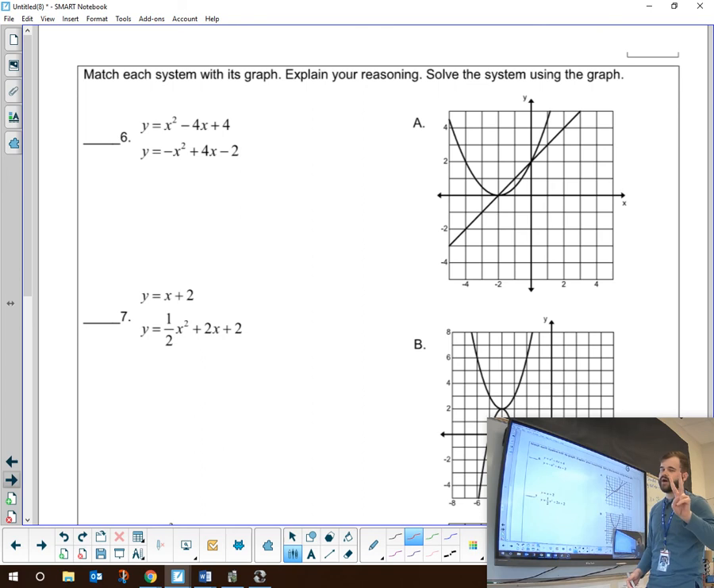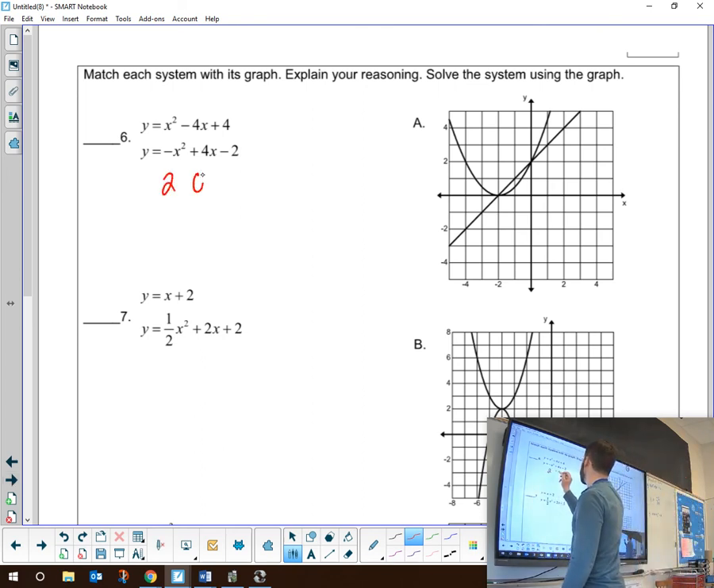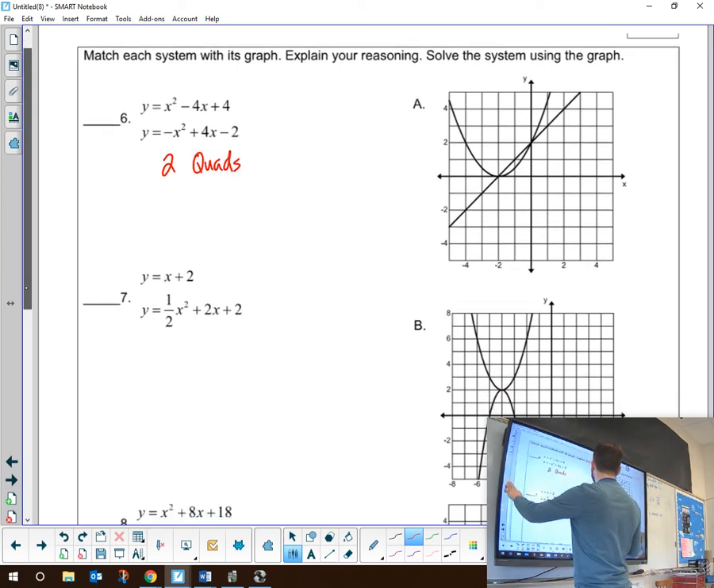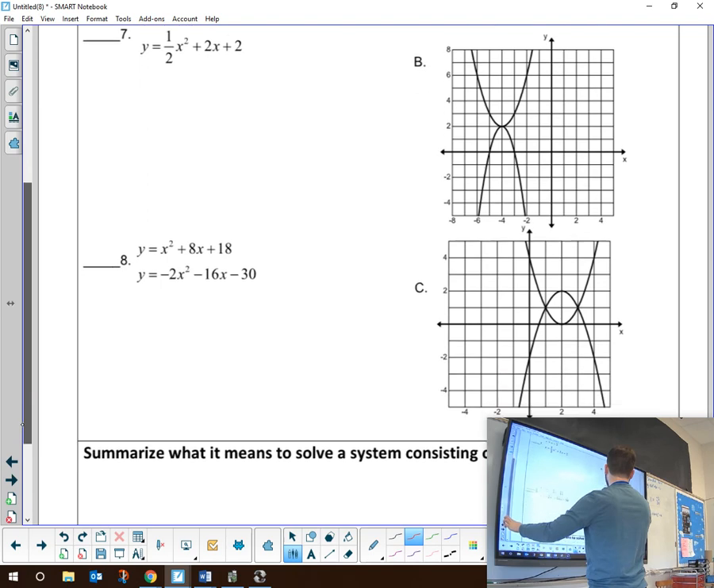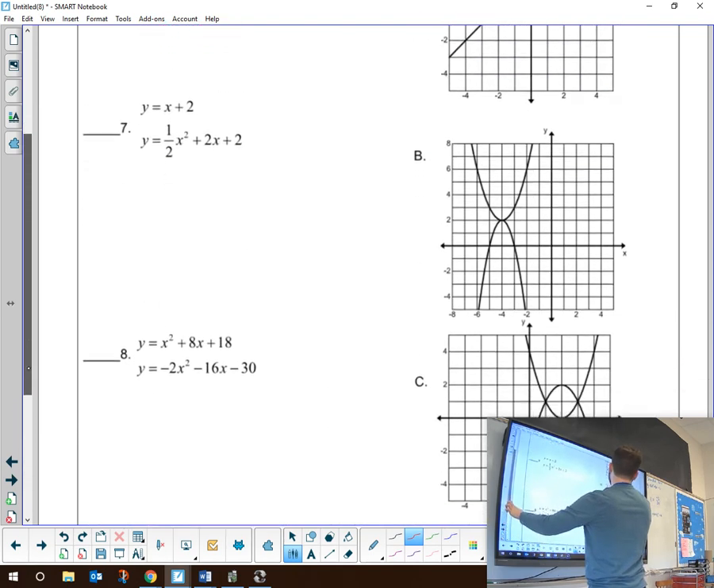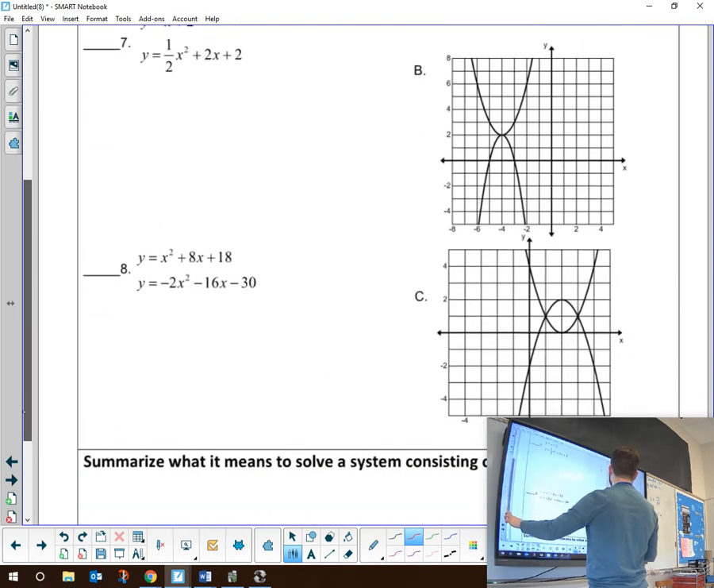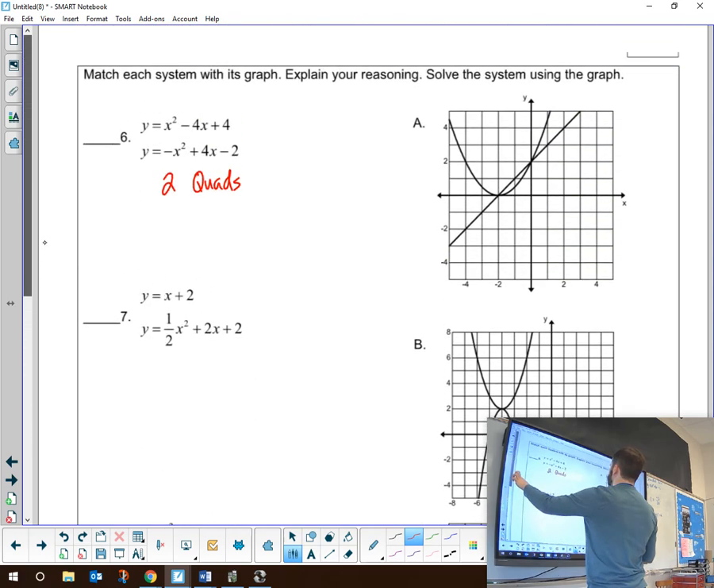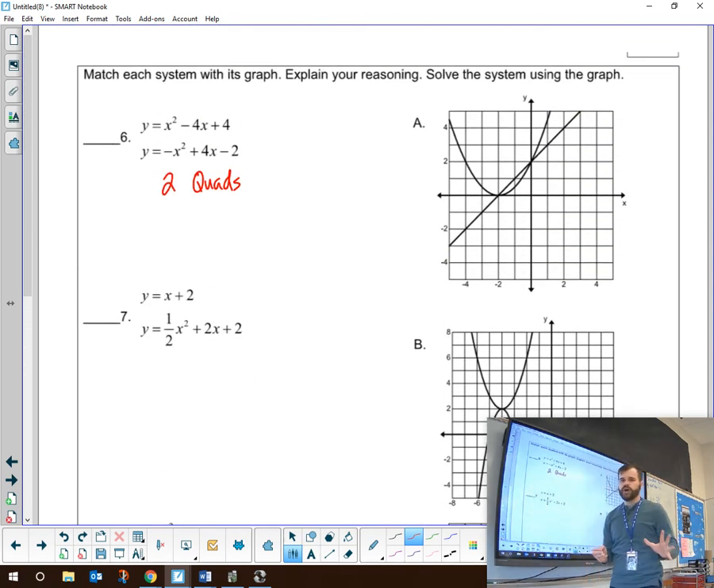So we have two quadratic equations. So first off, two quadratics. So that means we're going to have two parabolas. So we know it's not going to be A, and so it's either going to be B or C. So let's see if we can figure this out. Okay, remember what we know about standard form. Your C is your y-intercept.